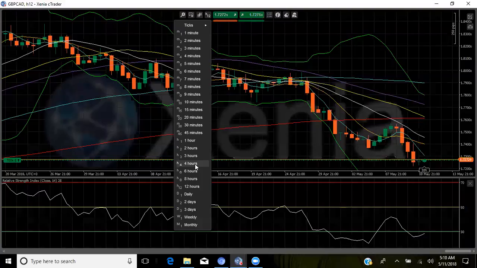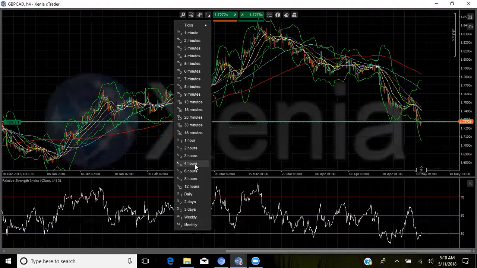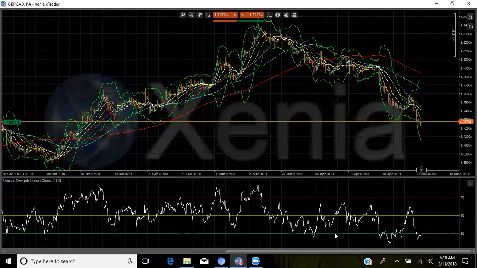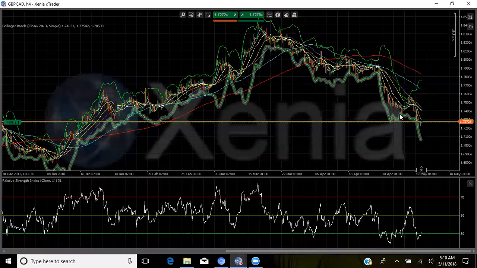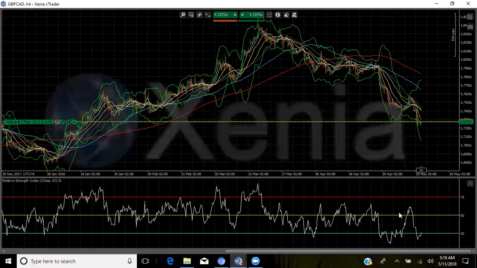Let's go down to 4-hour. I'm going to zoom out here. So we are coming off of the bottom. Here we have a low and a lower low on the price point. Again, we have a low and a higher low on the RSI. And we are deep in oversold territory. And we are also at a price point support of 1.72, which is where we hit, which was resistance and support over here.